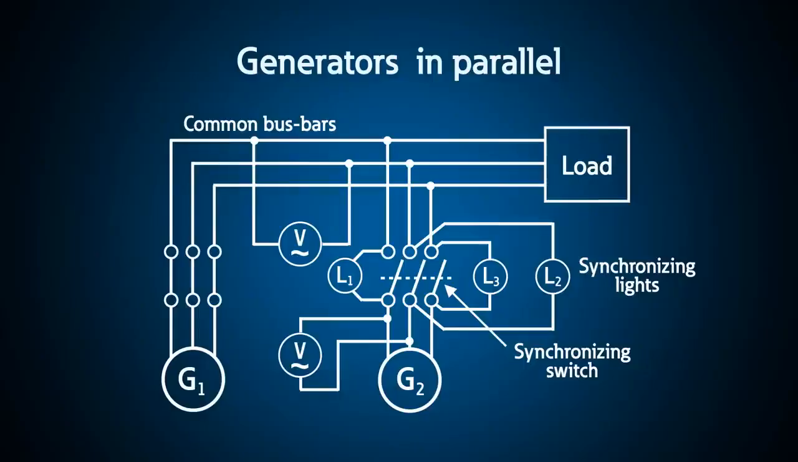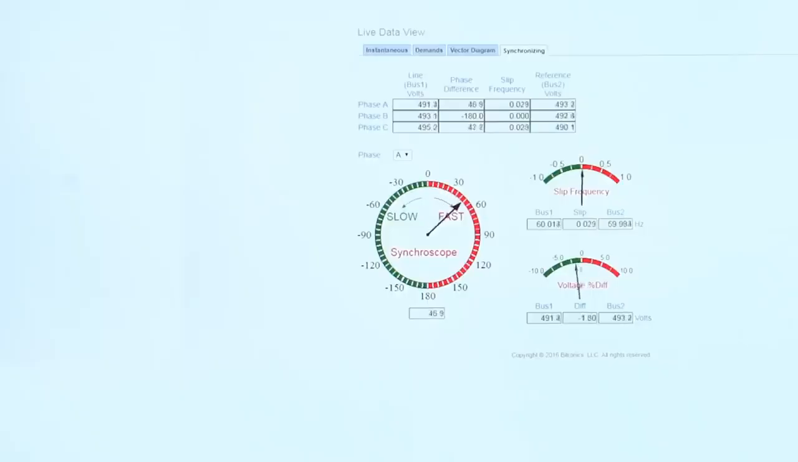For large systems, generators are paralleled with each other to provide more capacity to feed loads, and they must be synchronized with each other.